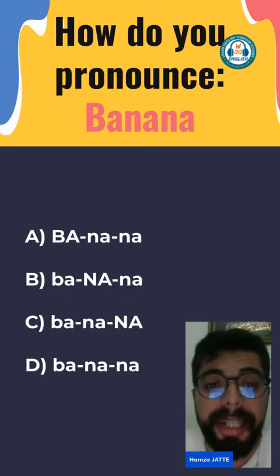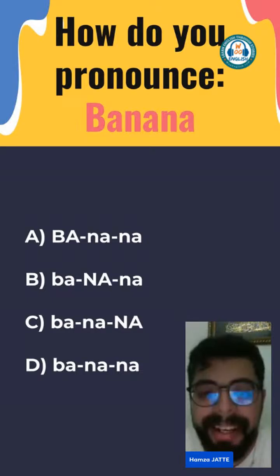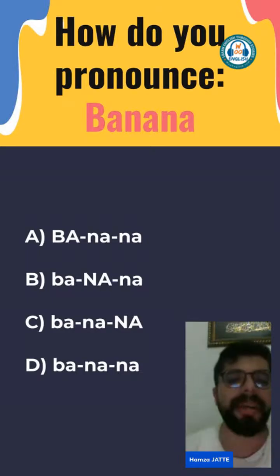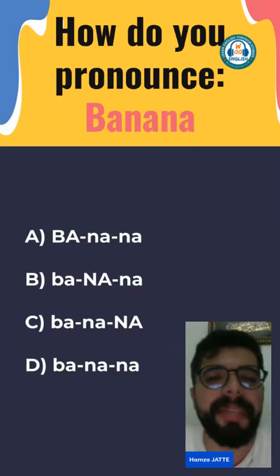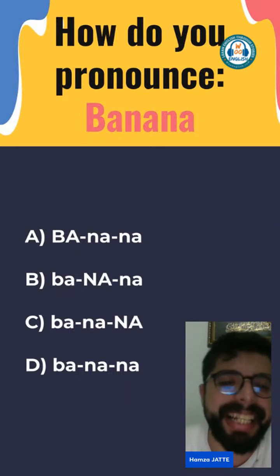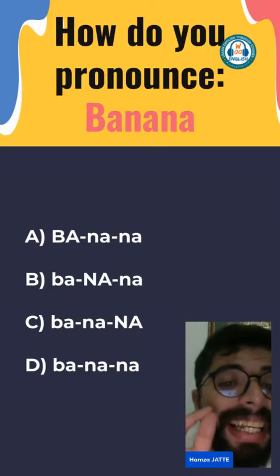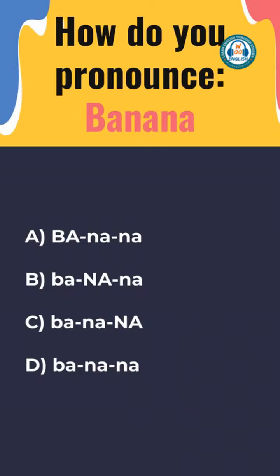Can you tell me? So the word banana is pronounced banana or banana with no stress. Which one is the correct pronunciation of the word banana? I said it actually. So is it A, is it B, is it C? So the word has three syllables. Where does the stress fall? Syllable one, syllable two, or syllable three?